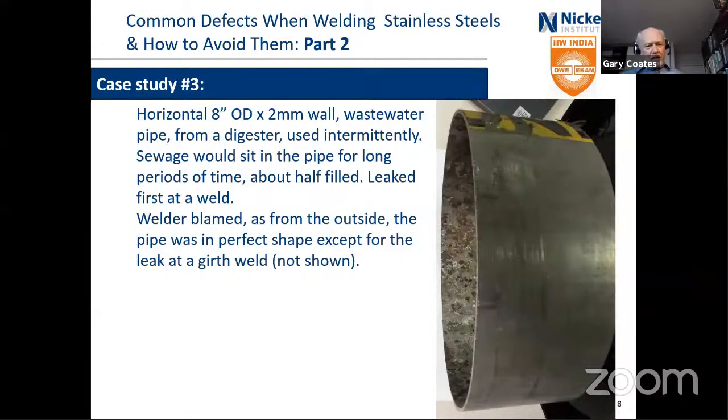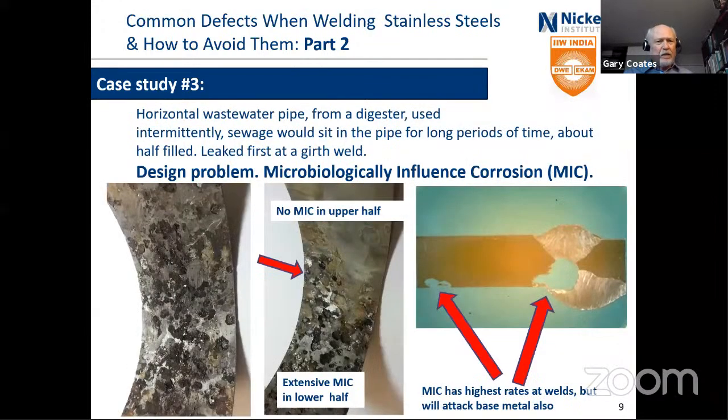It first leaked at a weld, and of course, the first thing they do is blame the fabricator and the welder because it leaked first at the weld, and the rest of the pipe looked like it was in good shape. But when you sectioned it, which we always love to do to see what the real problem was, you could see that there was a lot of corrosion in the bottom half: deep pits, big, wide, broad-mouth pits, we would call them.